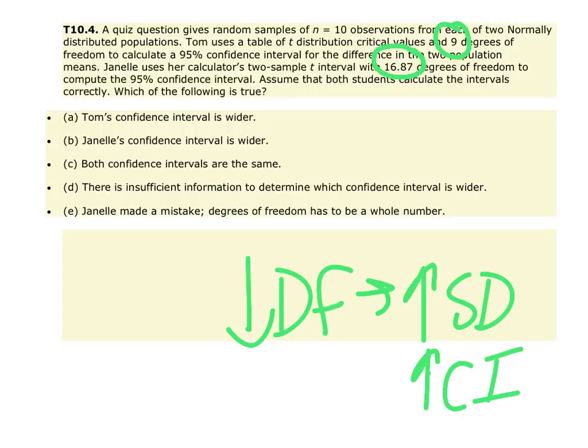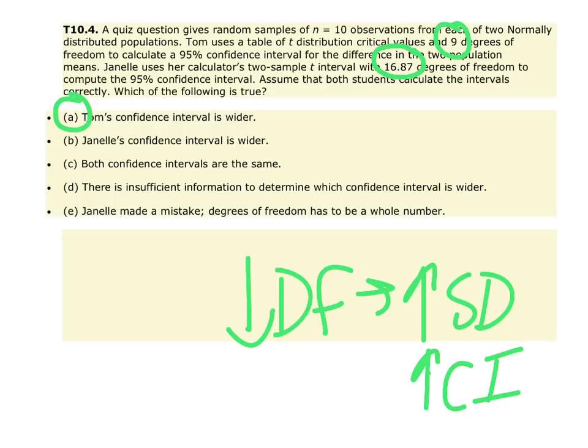Again, a good connection with that is smaller sample size, more variability. If there's more variability, things are going to spread out more, so spreading out more is going to give a wider confidence interval. Based on that, Tom's confidence interval would have to be wider because, in theory, the degrees of freedom he is using is more conservative, or smaller.